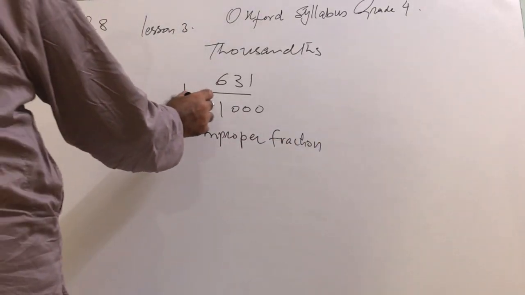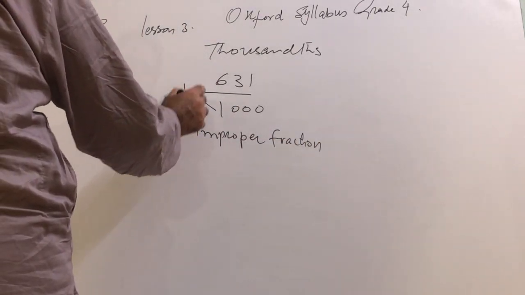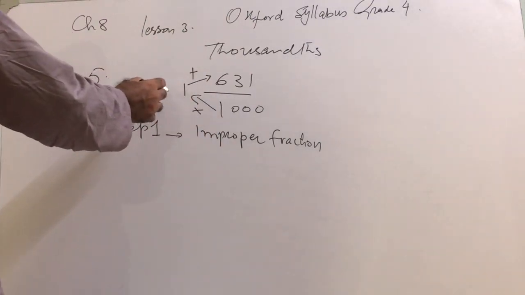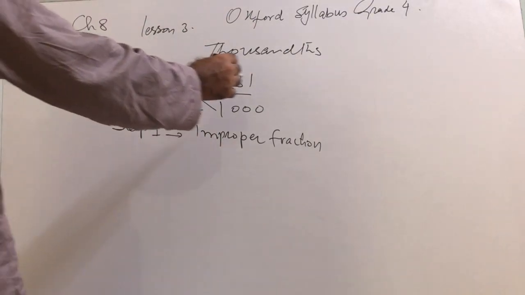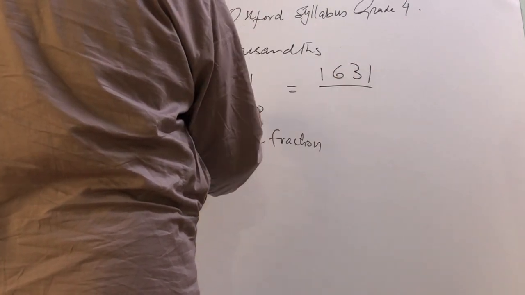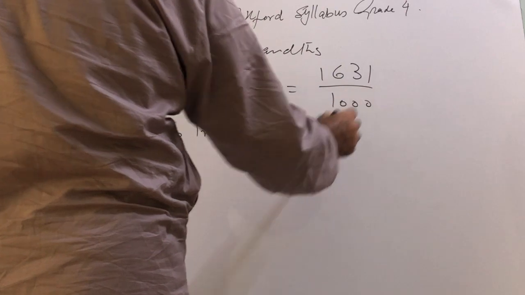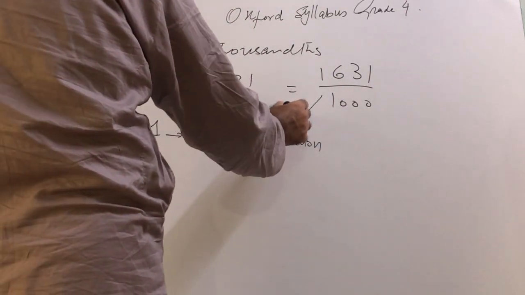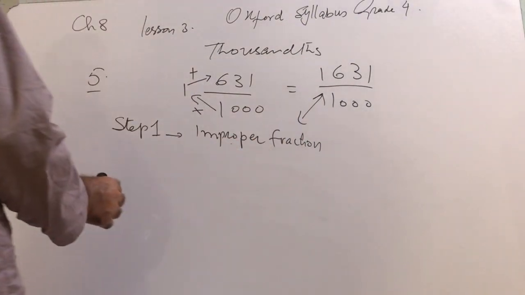To do that, we just multiply these two. Whatever the result, we need to add this. So it becomes 1000 into 1. It becomes 1000 plus 631. It becomes 1631. It remains same here. Okay. Now we have converted this into improper fraction form.